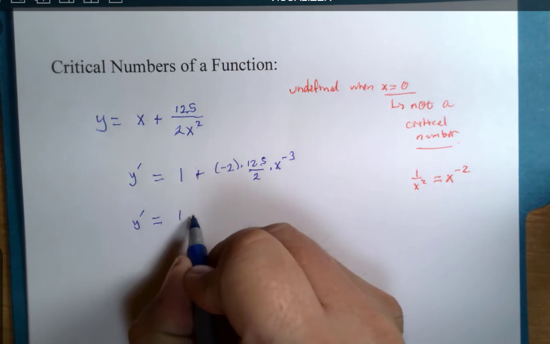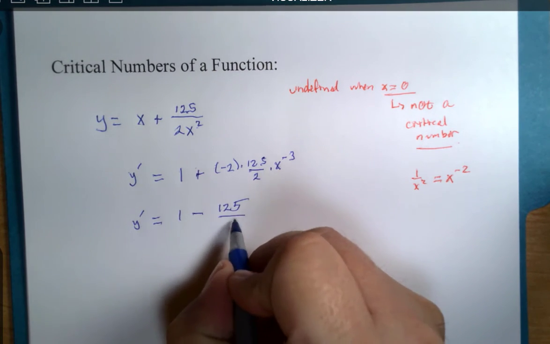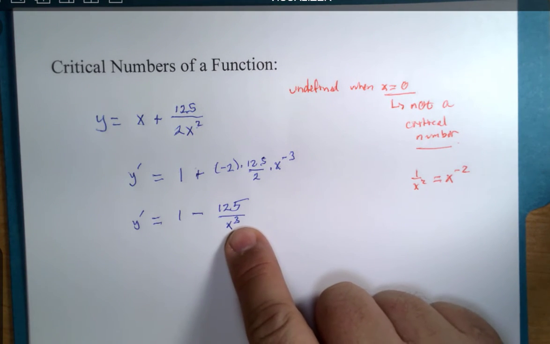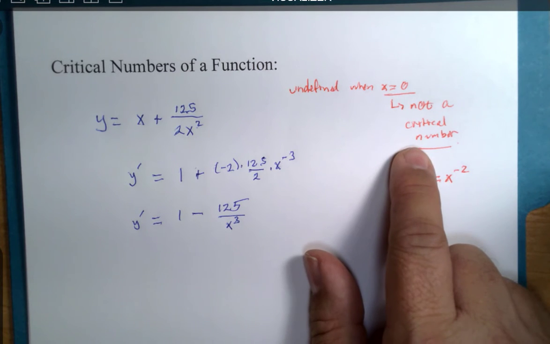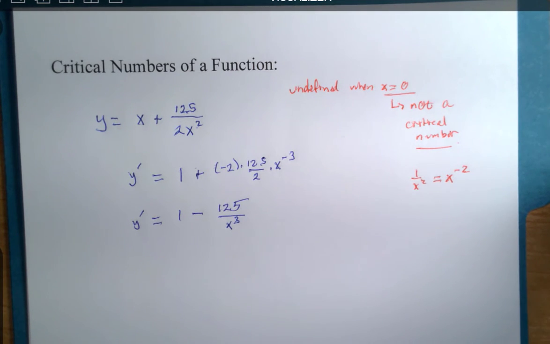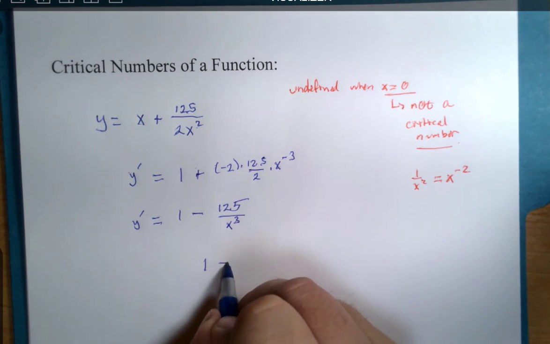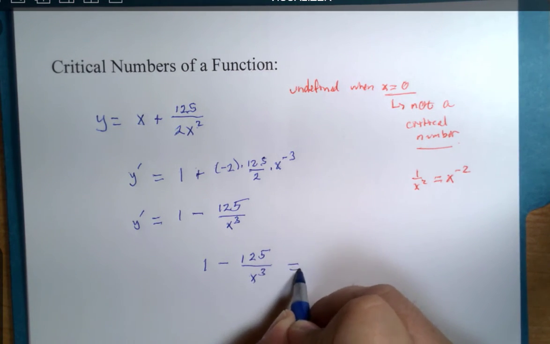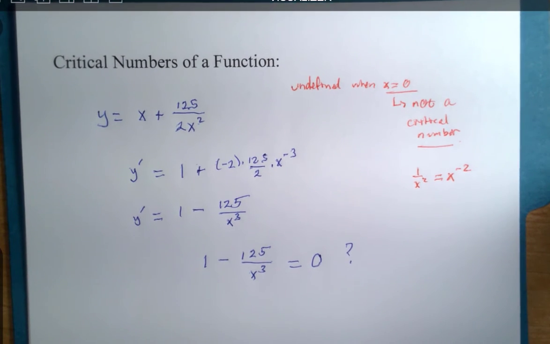y prime equals 1 minus 125 divided by x cubed. Now this is also undefined at 0. We were expecting that because the function was undefined in the first place there. We've already established that x equals 0 can't be a critical number. So we'll move on to our next part of the process, and that is finding out when does that derivative, in other words, when does it equal 0? That's what we're going to solve.